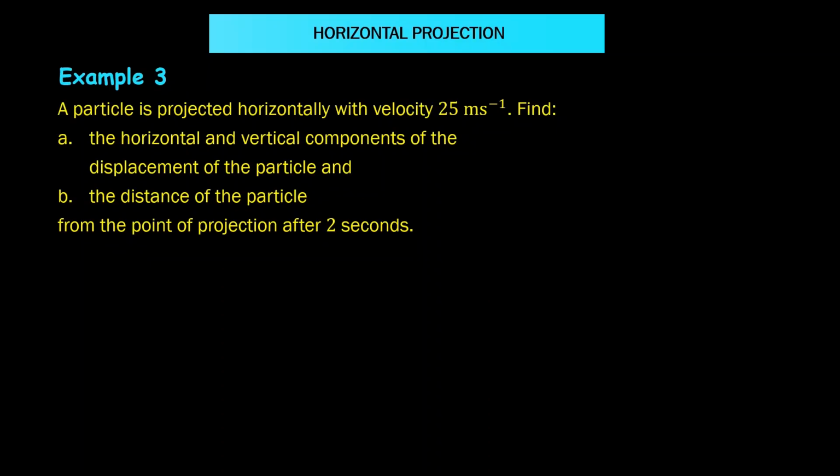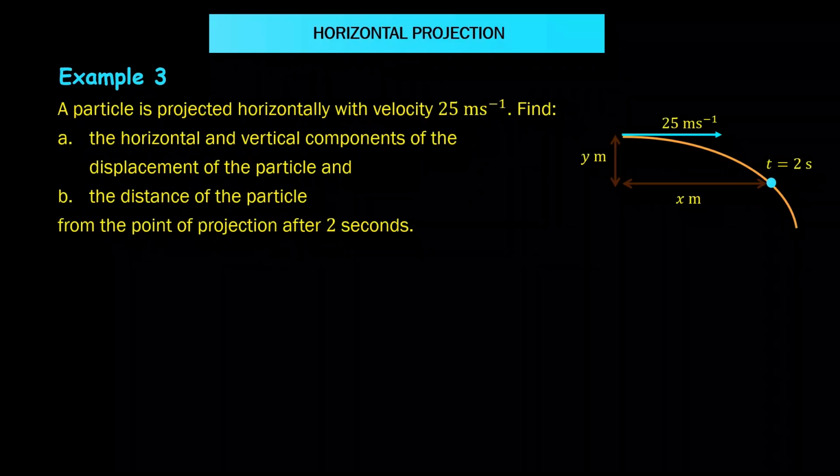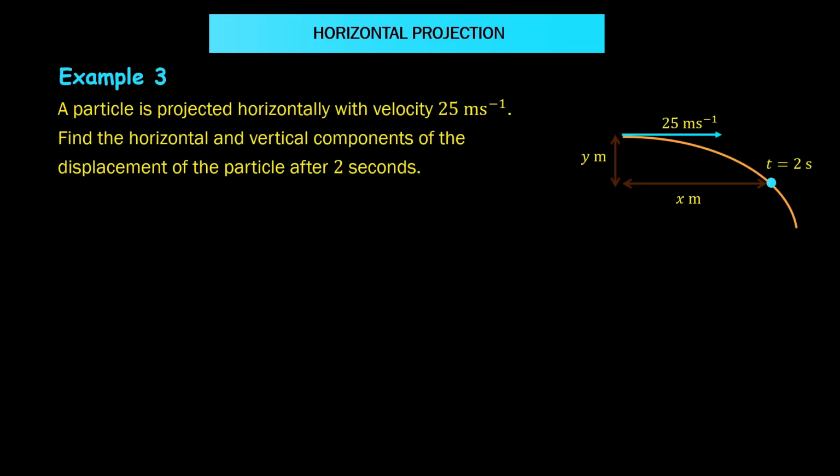So let's take a look at this. Here's our diagram. Notice that the particle is projected, of course, horizontally. The initial velocity is 25 meters per second. As you can see from the diagram, we've got that there. And the horizontal and vertical components of the displacement are x meters and y meters, as shown here. And the time that we're going to consider is 2 seconds.